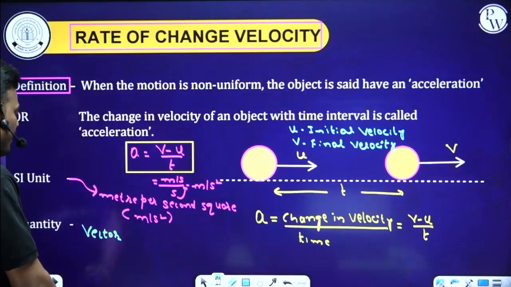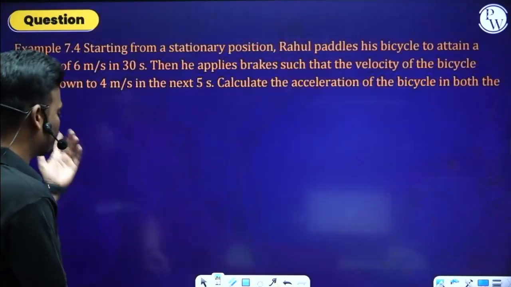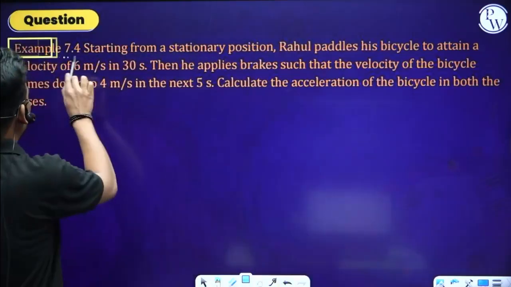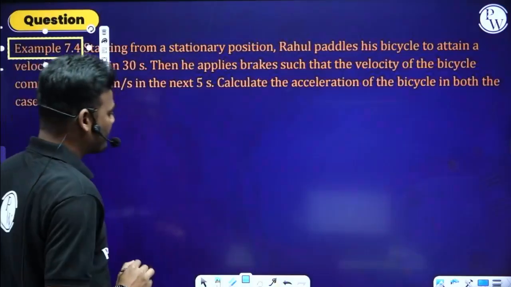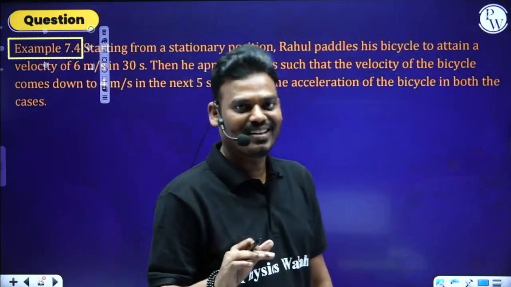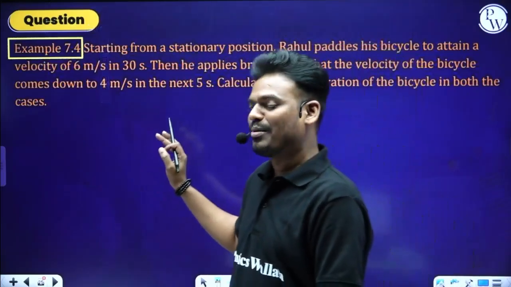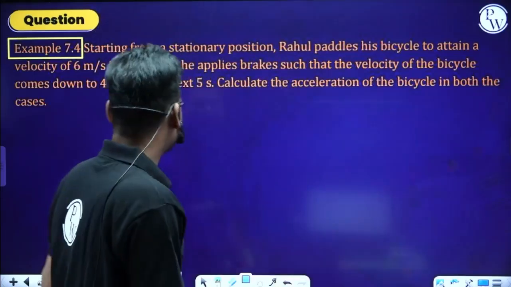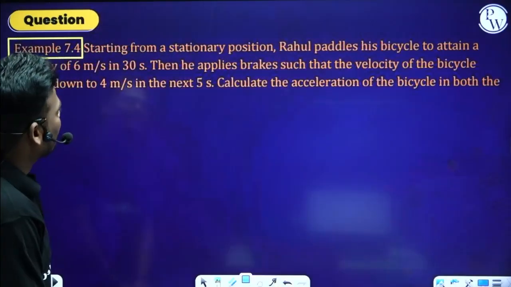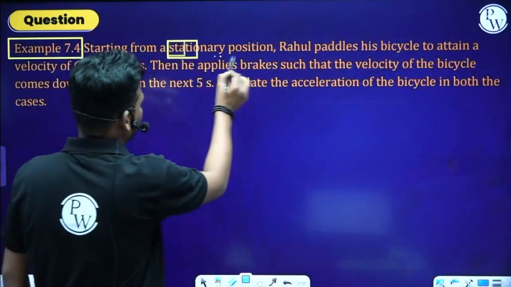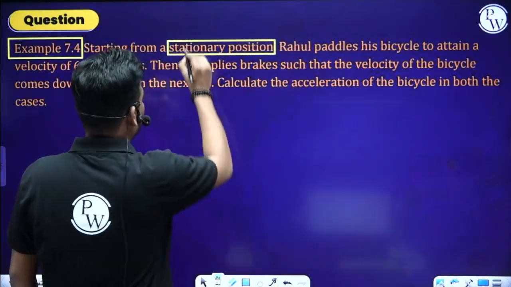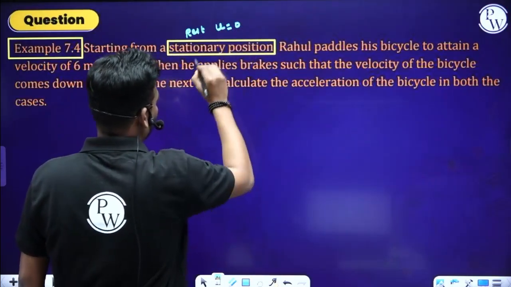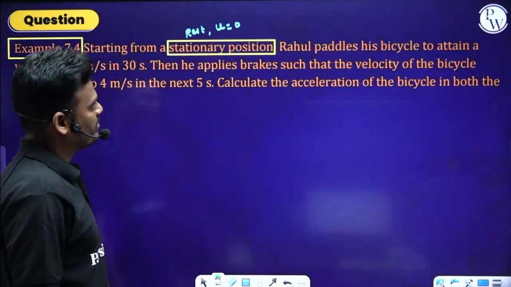Now let's move on to the next concept, that is the questioning part. Exercise number 4, that is 7.4. Why 7.4? Because it is chapter number 7 in your science textbook. In physics, this is chapter number 1. Read the question. Starting from a stationary position means rest. Rest means initial velocity becomes 0.